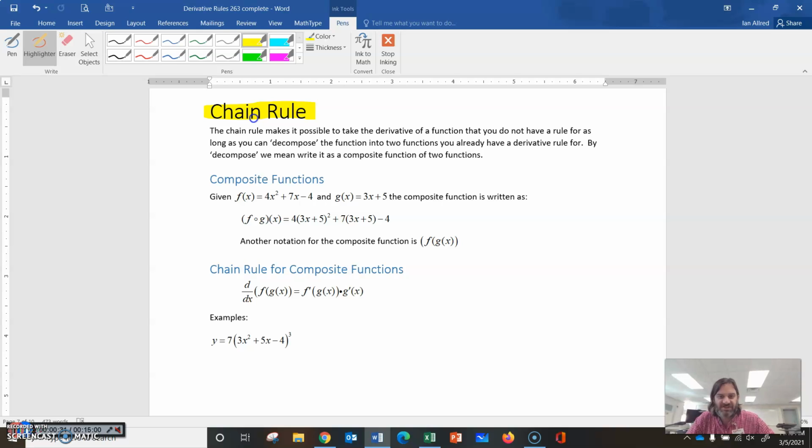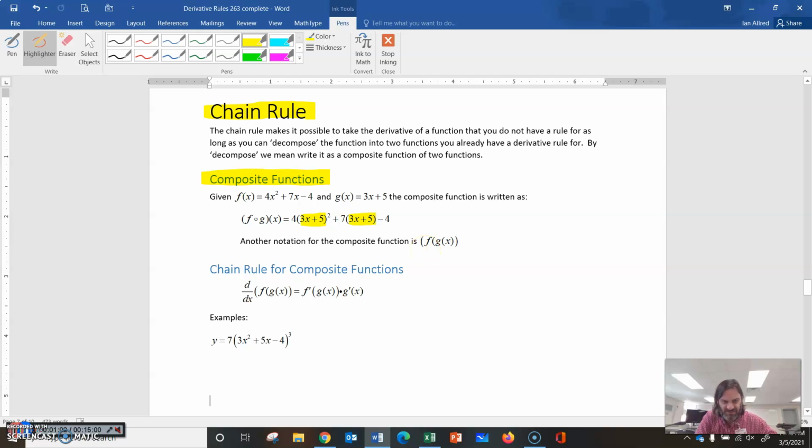But it allows us to combine those, kind of like composite functions, if you're familiar with them. Composite functions are where you take one function and plug it into another. In the example of a composite function I have here, f of x equals 4x squared plus 7x minus 4. I'm going to take that function and insert g of x into it, and g of x is 3x plus 5.